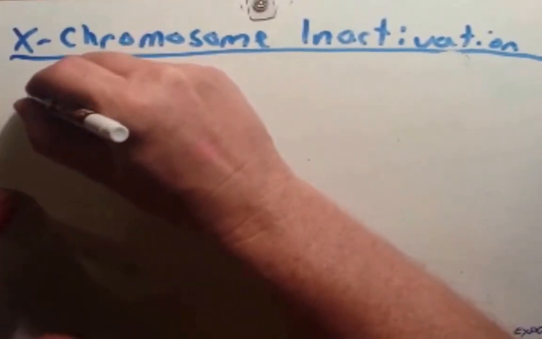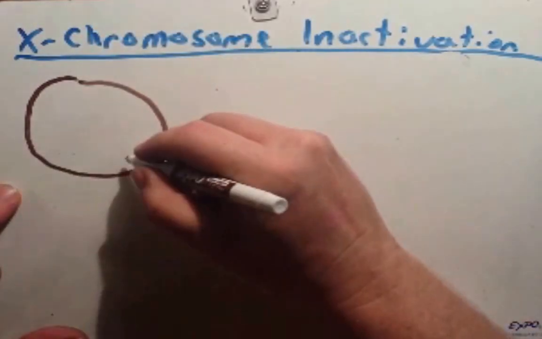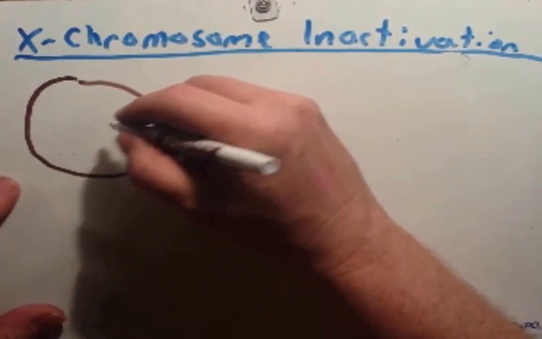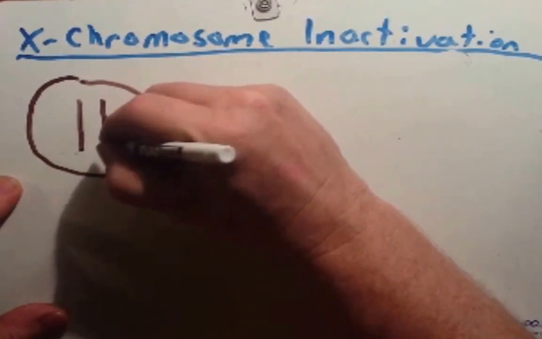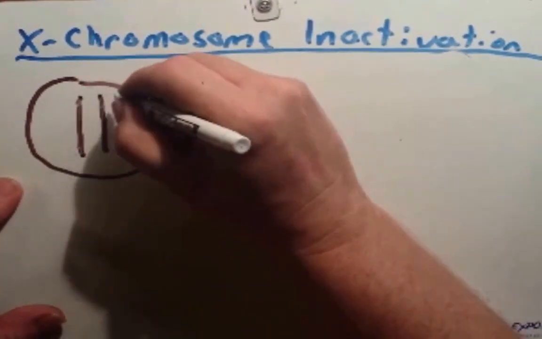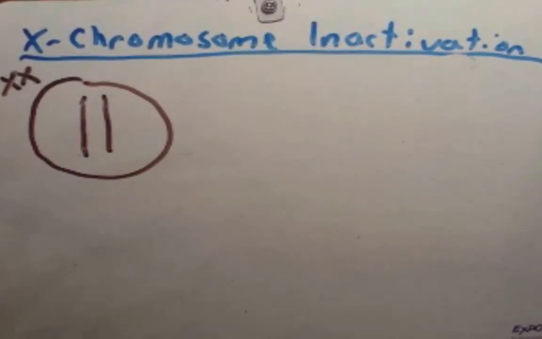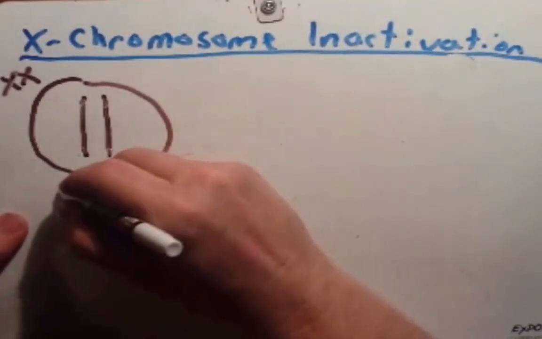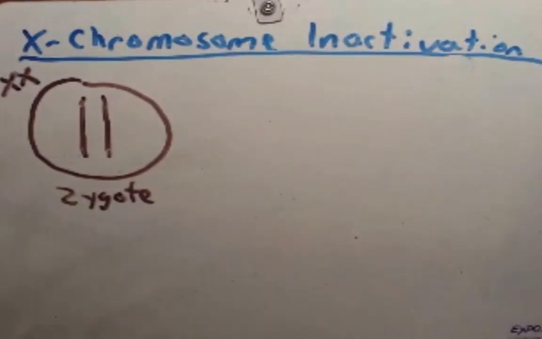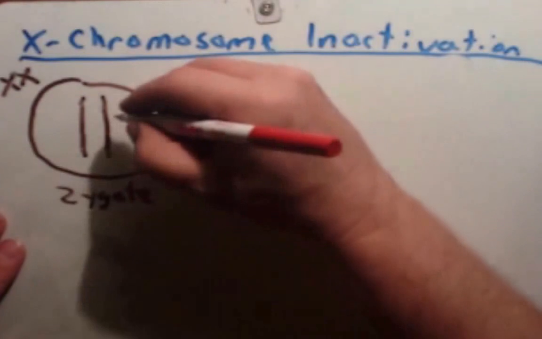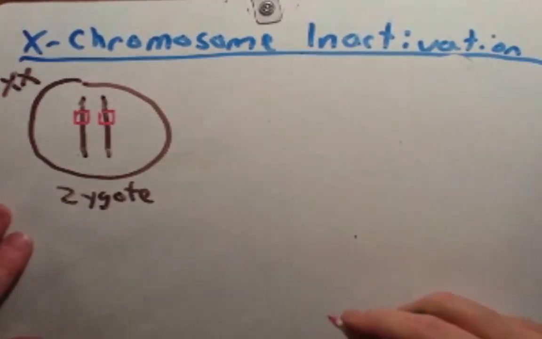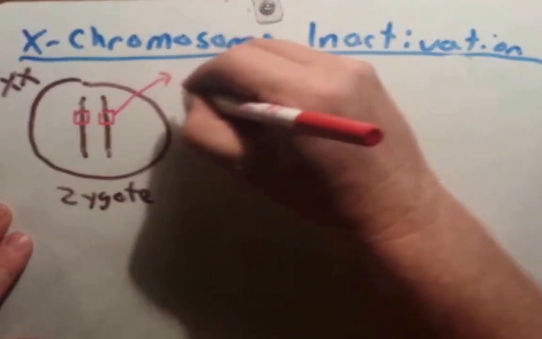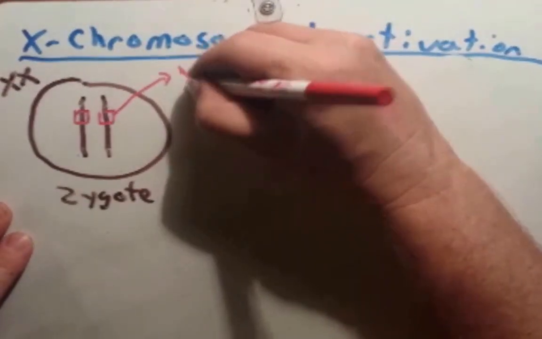So let's draw a cell, and we're going to pretend this here is the nucleus. And we have 2 X chromosomes. So we're looking at an individual who is female. In the zygote stage, remember, both of these are expressed. The exact mechanism that the cells utilize to count the X chromosomes is not completely understood, which isn't too surprising, but we understand quite a bit about it. There's this region here called the X inactivation center.